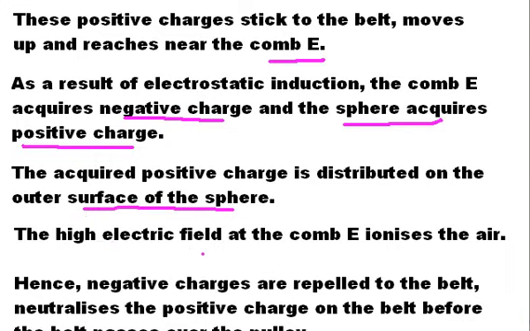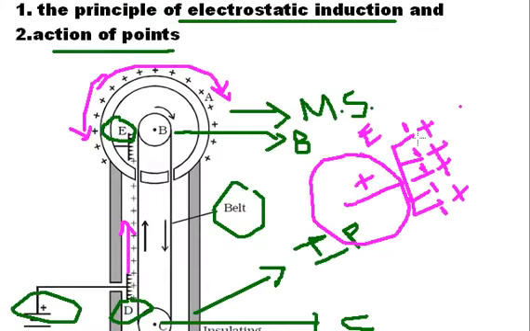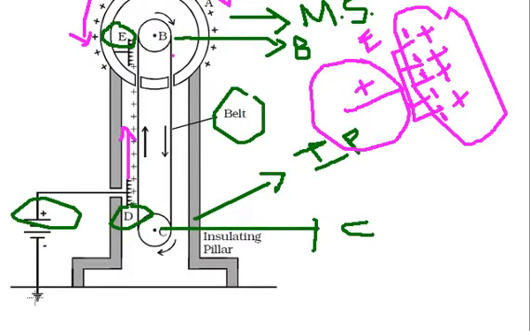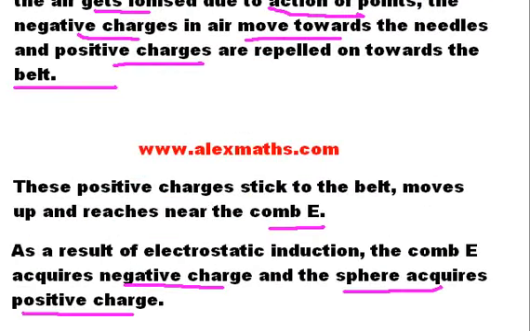And one more thing, the high electric field at the comb E ionizes the air. The comb E has the negative charge, isn't it? So it again ionizes the air and it will neutralize all the charges, so that the descending belt on the other side has no charge. I'll just use a different color here. Do you see this is the descending side of the belt? It has no charge. Do you understand why? Because the comb E has a negative charge, so it will ionize the air surrounding it. I'll show you the text. It will ionize the air.